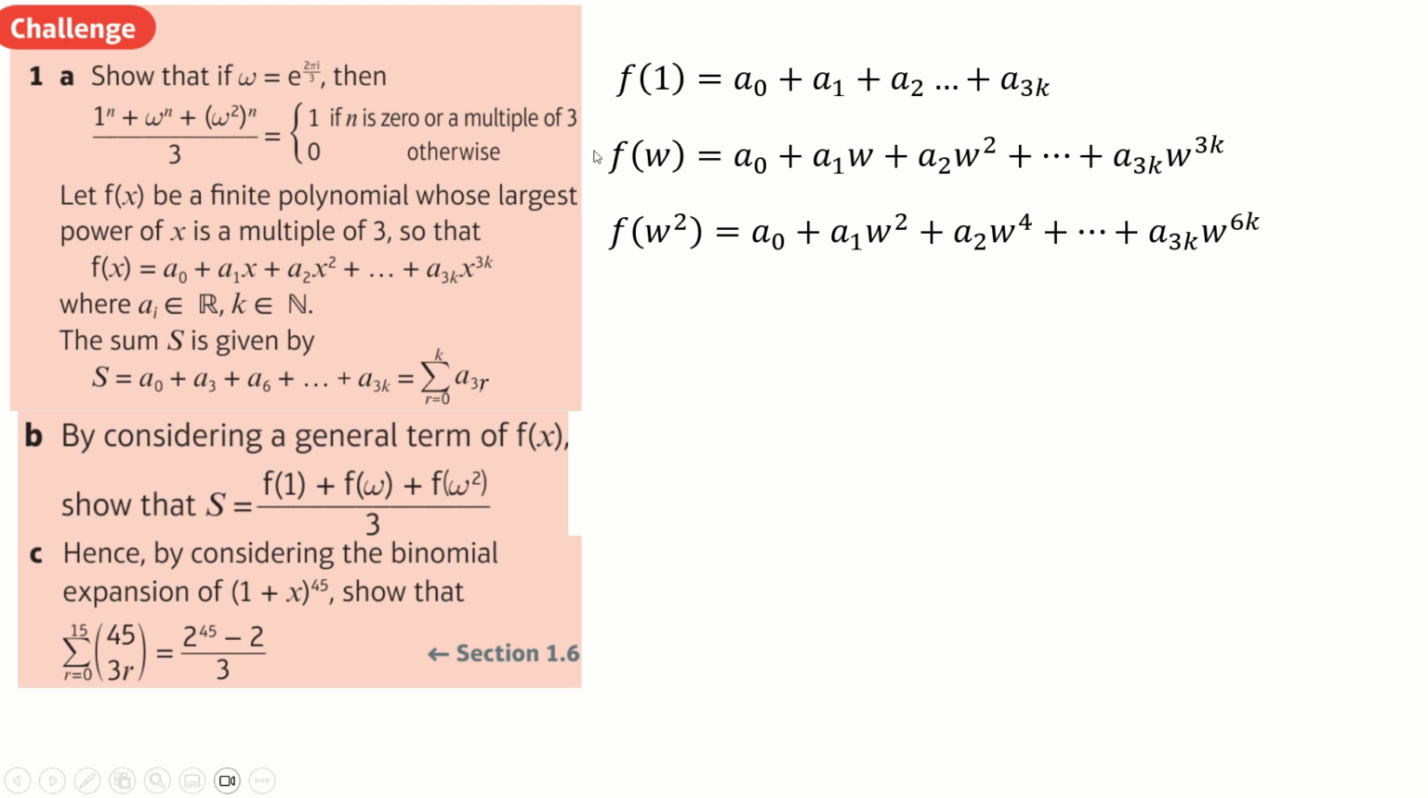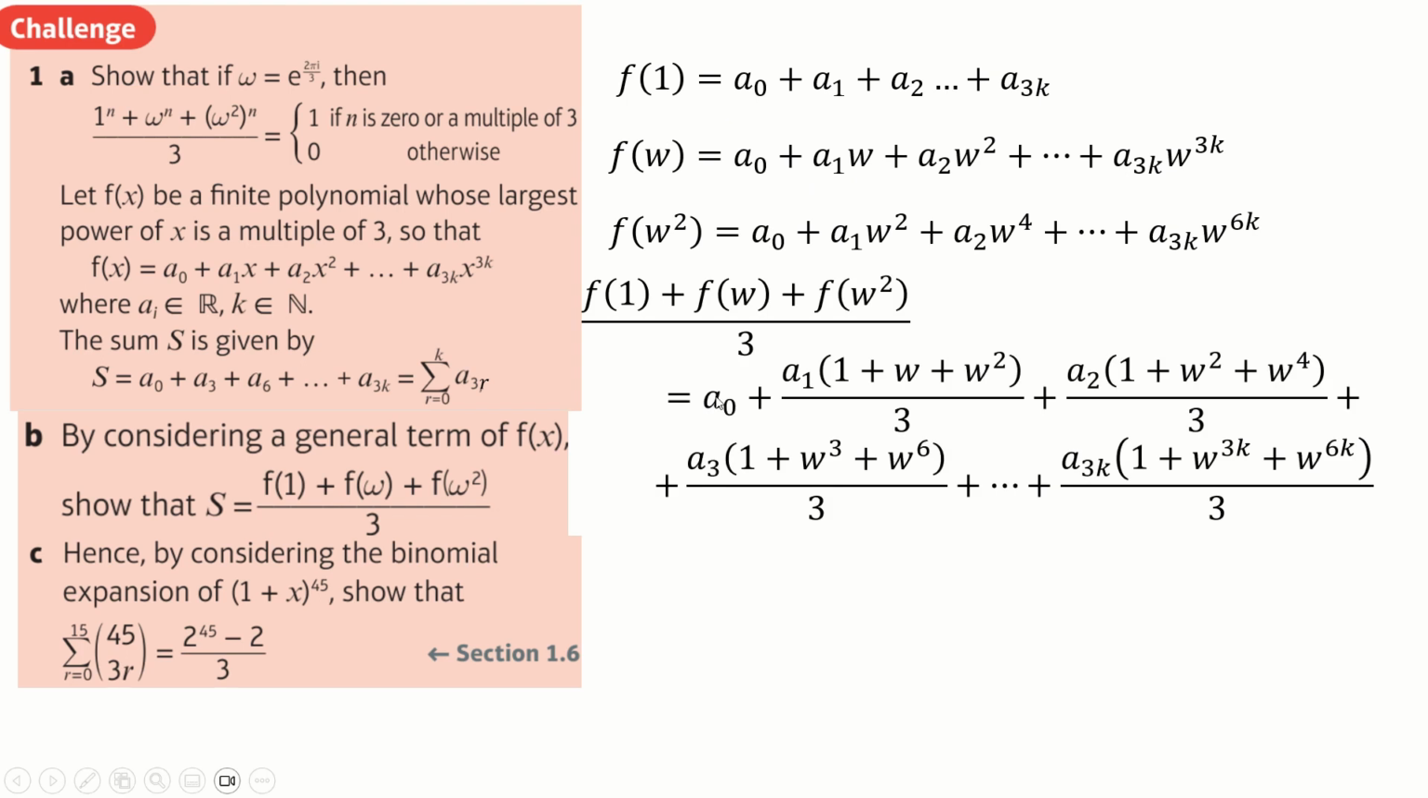Now what I'm going to do is add up all these 3 things and divide by 3 at the same time. And I'm going to add up in column form. So the first ones are just a0 plus a0 plus a0, which is 3a0. And then when I divide that by 3, I'm just going to end up with a0. Next ones are going to be a1 plus a1 omega plus a1 omega squared, which is a1 into 1 plus omega plus omega squared over 3. And likewise for the next one, where it's 1 plus omega squared plus omega to the 4, and the next one, and so on.